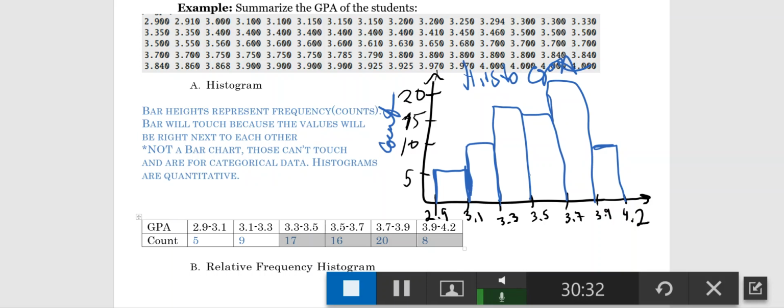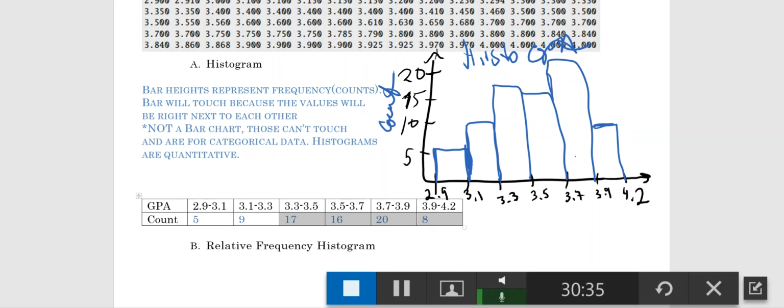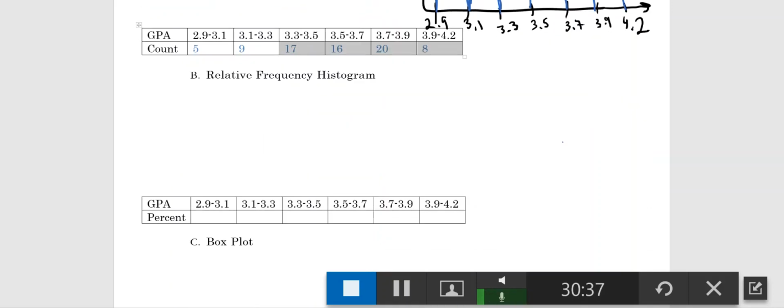Speaking of relative frequency, hello transitions. Let's go down and do this for relative frequency. So what you would do for relative frequency, and this one's actually pretty easy, is it's the same idea, only I would take my counts and divide it by the total.